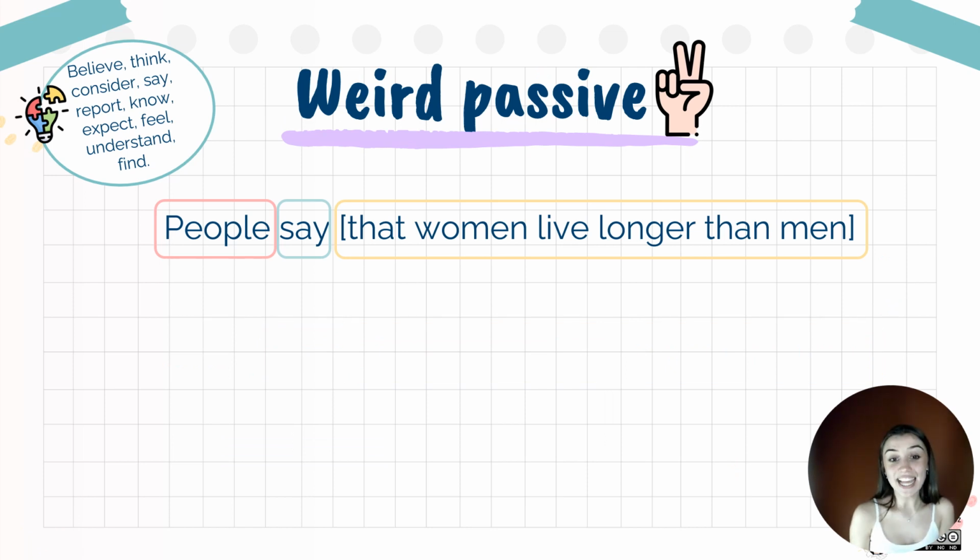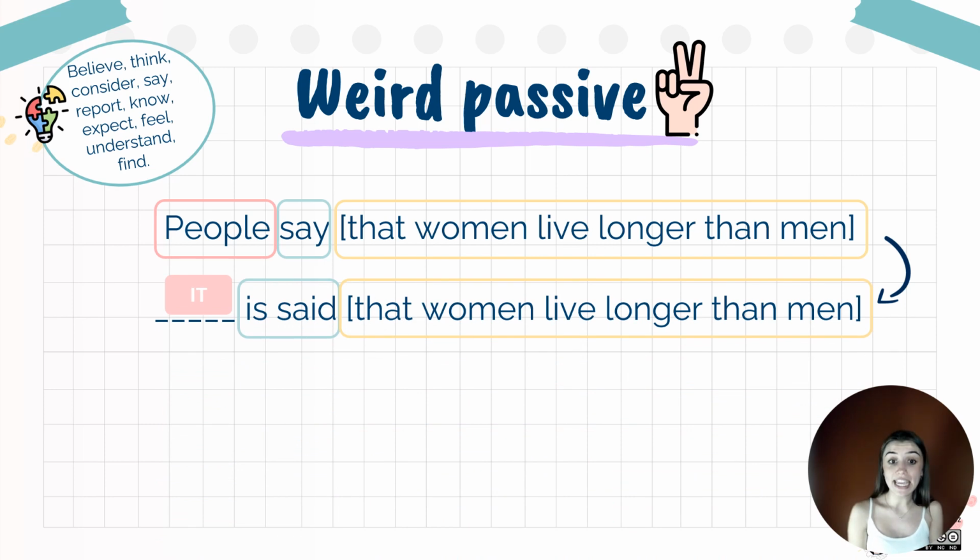So this kind of passive is the one I decided to call the weird passive, the strange one, the difficult one. It doesn't make sense in Spanish, okay, but it does in English, once again. This is also called as the to-infinitive passive. You'll see now why. People say that women live longer than men. Remember that I could say this it passive or impersonal passive. It is said that women live longer than men.